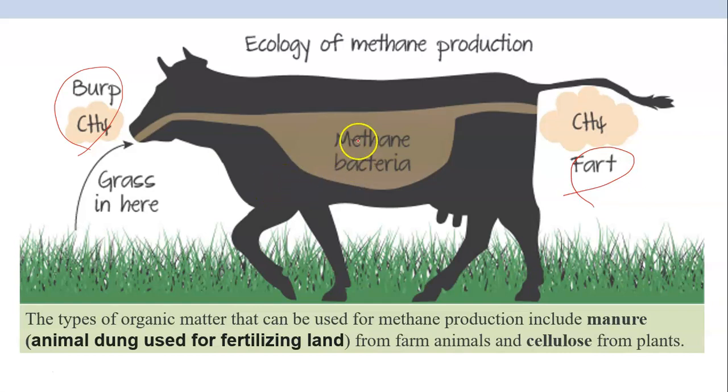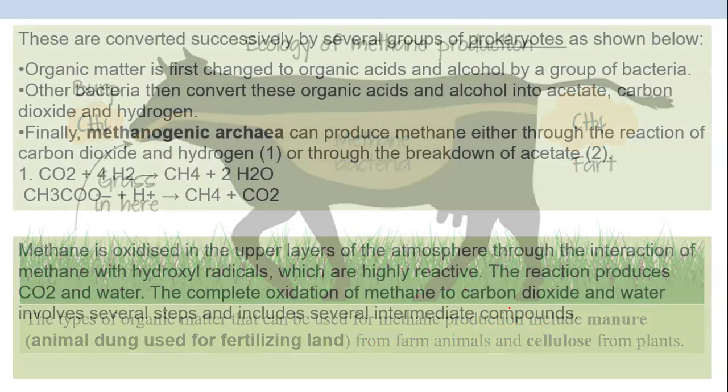Anyway, this is the ecology of methane production, and there are methane bacteria inside the stomach and digestive tracts, and the animals are eating grass, and then you will see what happens. The types of organic matter that can be used for methane production include manure or animal dung used for fertilizing land from farm animals, and cellulose from plants.